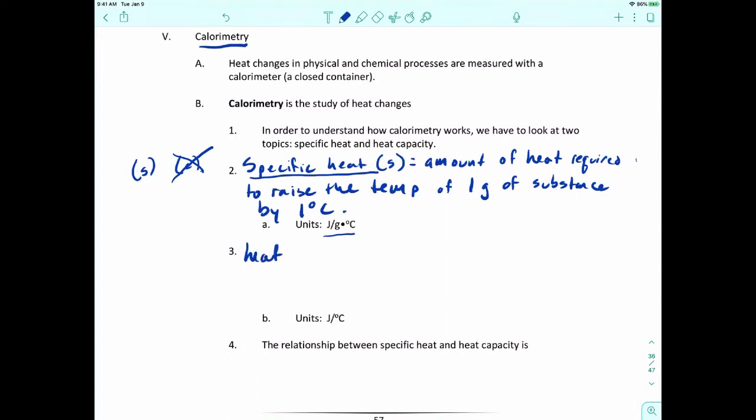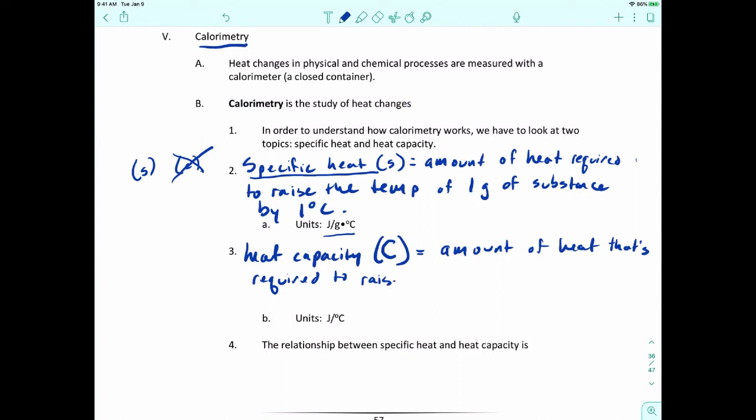Now, heat capacity, which we represent with a capital C, is defined as the amount of heat that's required to raise the temperature of a given quantity by 1 degree Celsius. And so its units are going to be joules per degree.